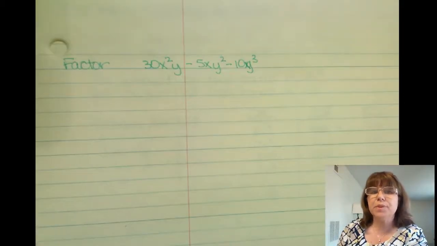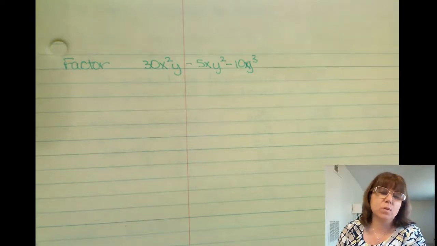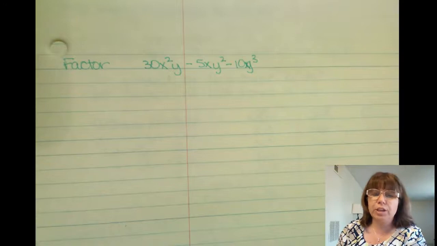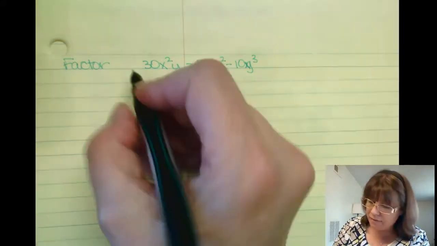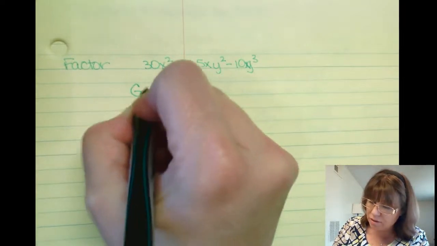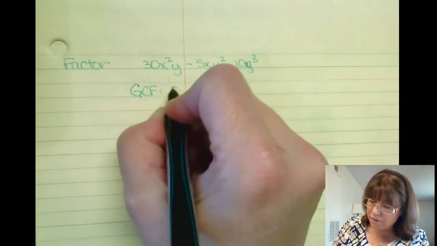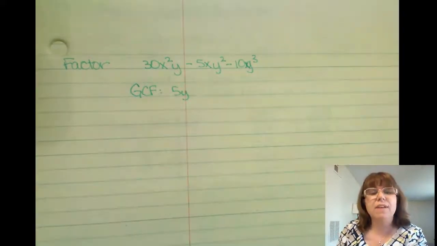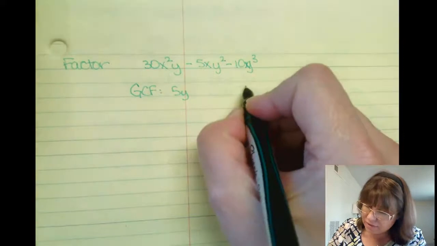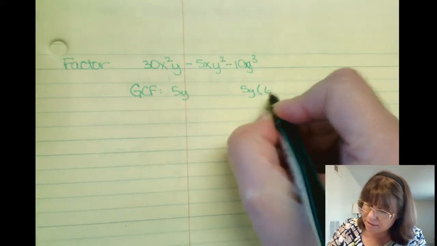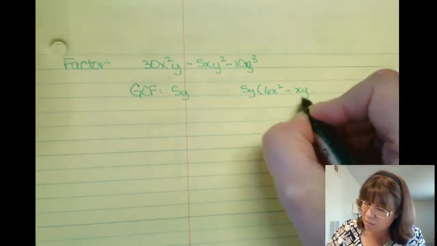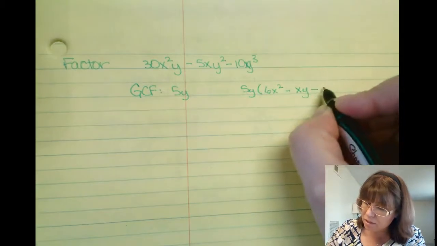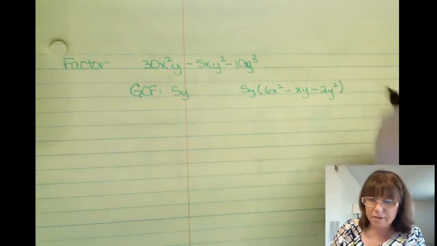Let's take the example 30x squared y minus 5xy squared minus 10y cubed. When I first look at a problem, I do want to see if there's a GCF that I can factor out. And in this problem, there is. I can factor out the GCF of 5y. If I factor out 5y, that leaves 5y times 6x squared minus... 5y comes out, so only an xy remains. 5y comes out, so that's a 2y squared.